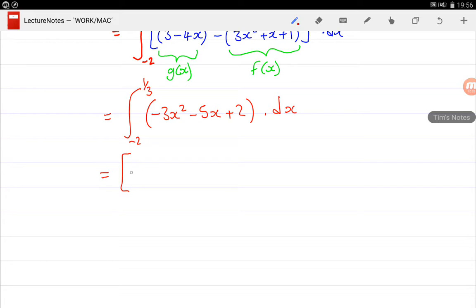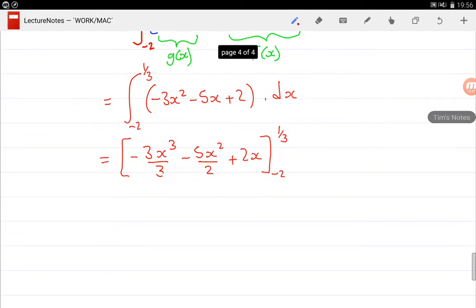And if you do the integration here, we're going to be left with this. We're going to have minus 3x cubed all over 3 minus 5x squared all over 2 plus 2x. So we don't have to include the constant of integration because they cancel out since we're doing a definite integral, from minus 2 to a third.